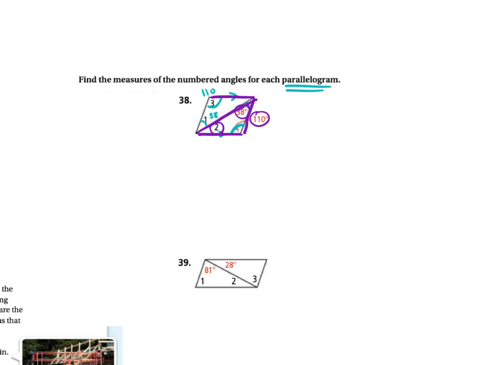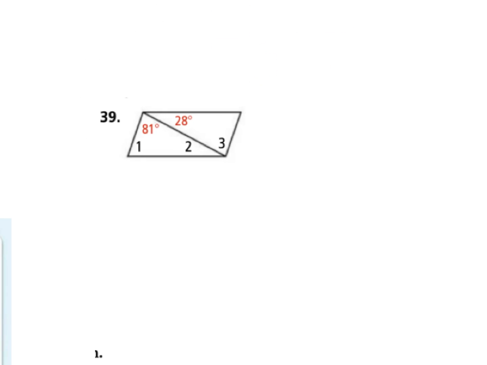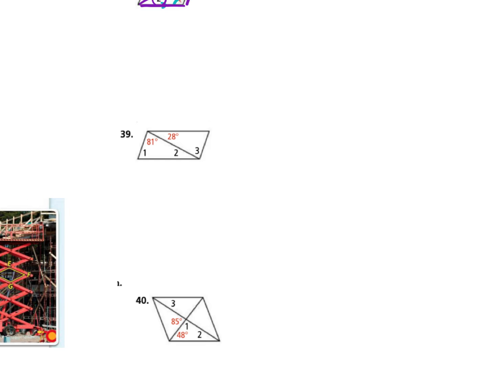It's a lot of alternate interior angles. For instance, if you go down to number 39 here, this 81 would be the same as 3. This 28 would be an alternate interior with the 2. And then once you know that, now you have 81, 28, and 1 that make a triangle, and that has to add up to 180. So a lot of setting things equal to 180, a lot of alternate interior angles, and that sort of thing. Okay.